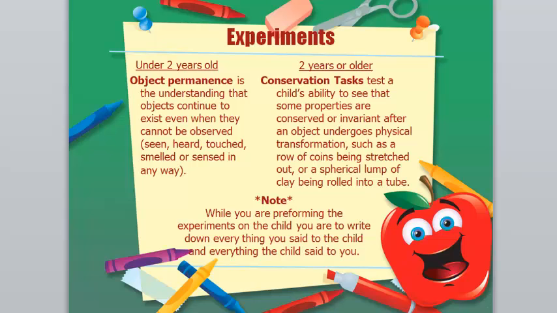A small side note: when you're performing all these experiments on the child, you should write down everything you say to the child and everything the child says to you. This is because your professor will ask for something like this, and it's going to let the professor know how you went about doing the experiment. You're also going to need to write your opinion on the progress of the child as well.